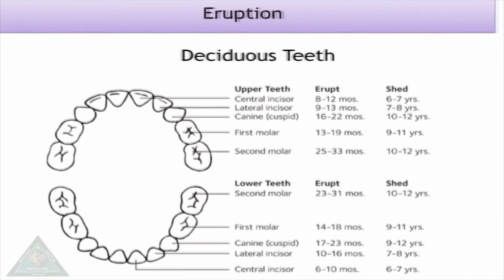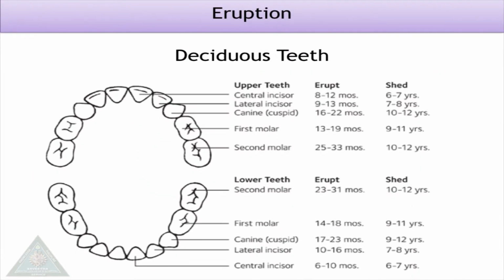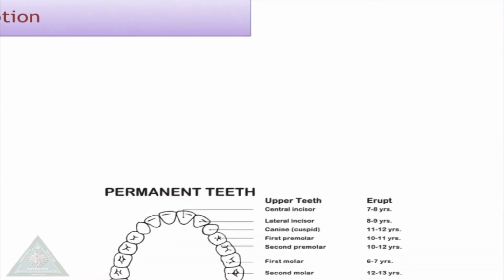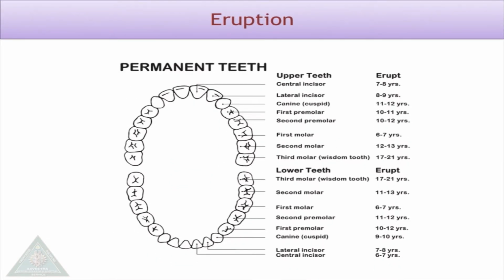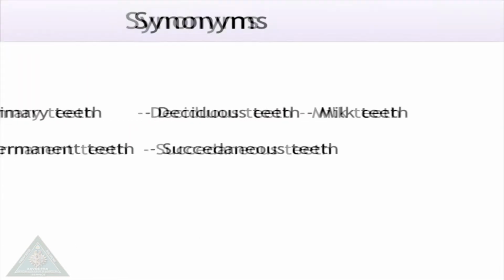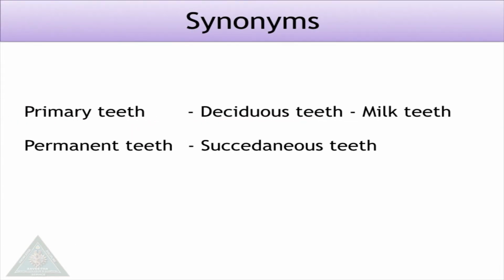The eruption of primary tooth starts from 6 to 7 months and ends at 2.5 to 3 years, whereas the eruption of permanent tooth starts from 6 to 7 years and ends at 17 to 21 years. The other names of primary teeth are deciduous teeth or milk teeth. The other name of permanent teeth is succedaneous teeth.